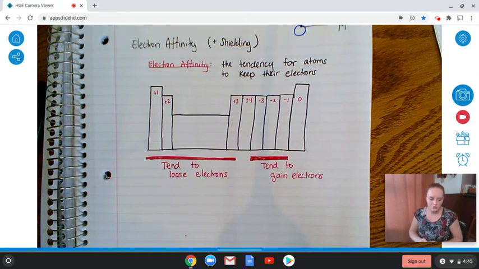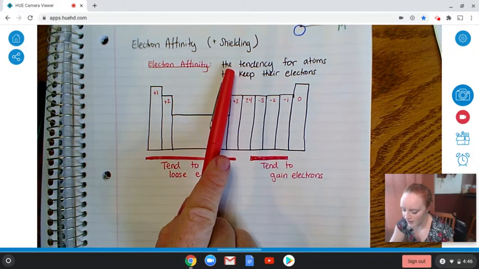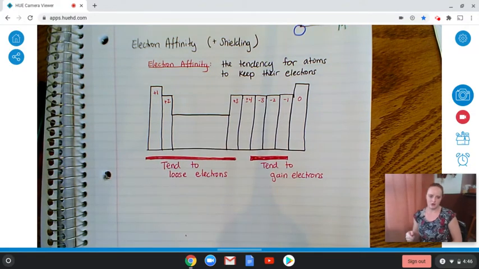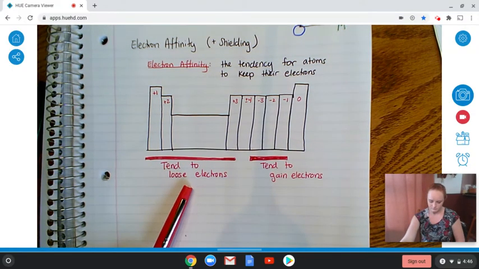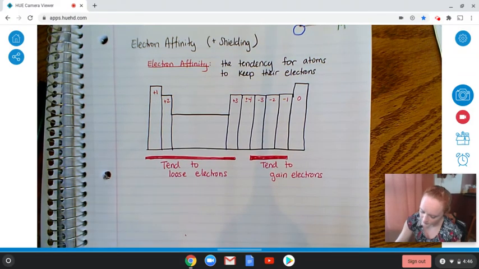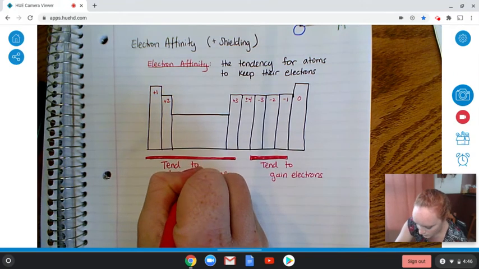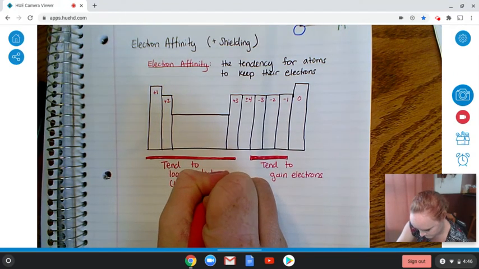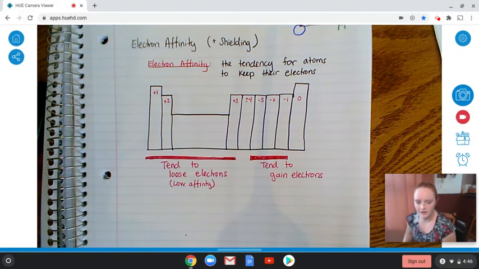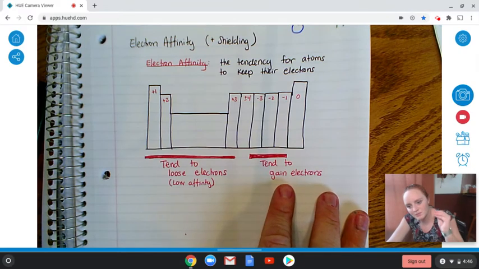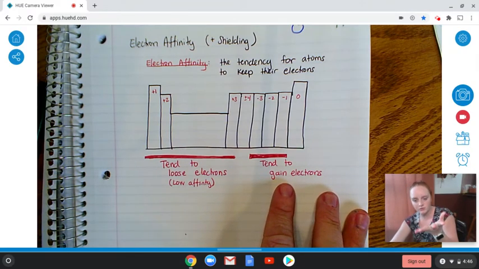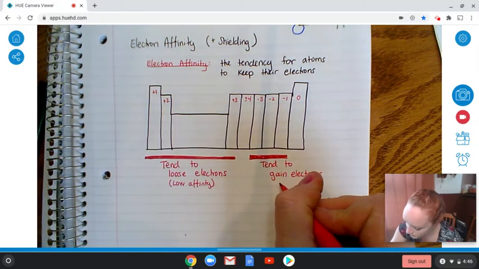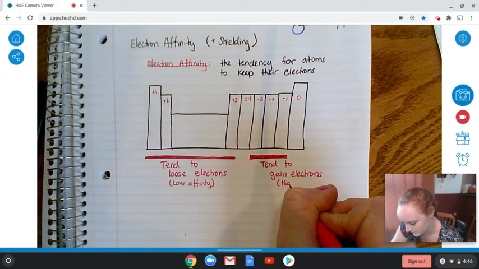Now, if we go back to our definition for electron affinity, we're looking at the tendency for atoms to keep their electrons. Well, we're losing electrons on the left. So they're not keeping electrons. This would be a low affinity. They're not tending to keep their electrons, they're tending to give them away. On the right, we're tending to keep the electrons we have because we need those and more. So these would have a higher affinity.